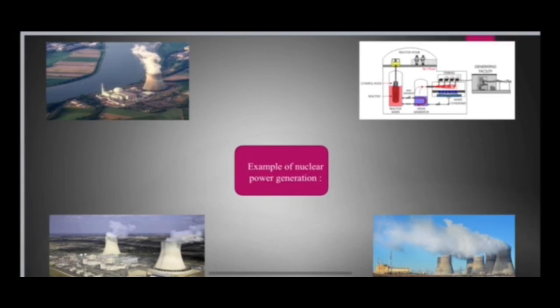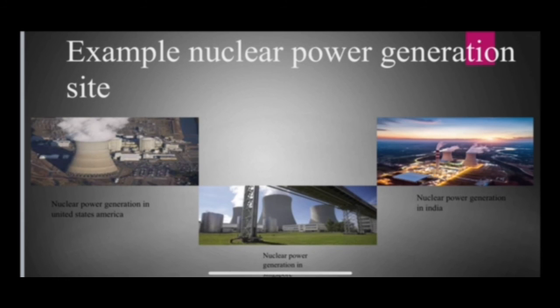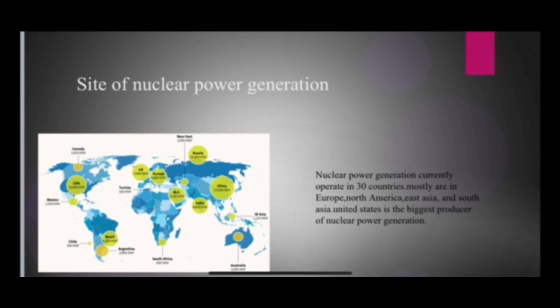This is the example picture of nuclear power generation. This slide shows examples of nuclear power generation sites, which are in America, in Singapore and in India. Lastly, nuclear power generation currently operates in 30 countries. Most are in Europe, North America, East Asia and South Asia. The United States is the biggest producer of nuclear power generation.